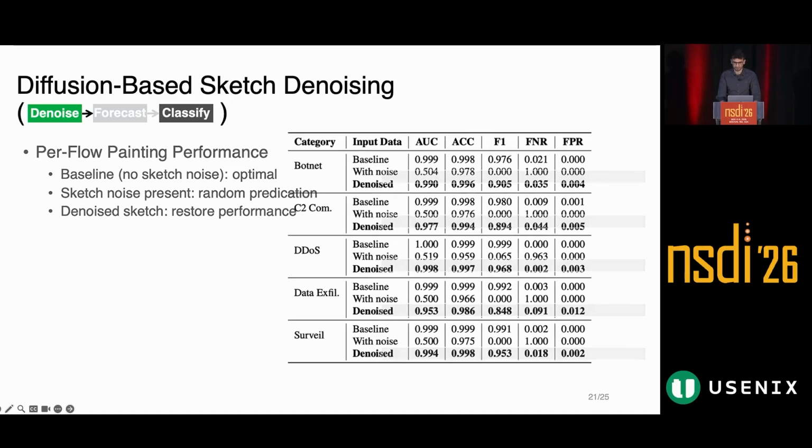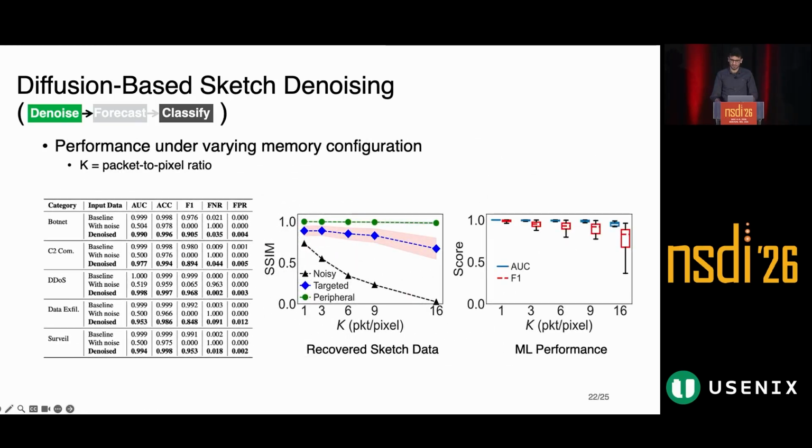And as can be seen, this restores performance back to near optimal accuracy, demonstrating the effectiveness of our data recovery approach. Additionally, we have evaluated denoising performance under different memory configurations. Here we define K as the packet to pixel ratio. And we vary this K from 1, the most relaxed setting, to 16, where there is almost no similarity between the sketch noise image and the ground truth clean image.